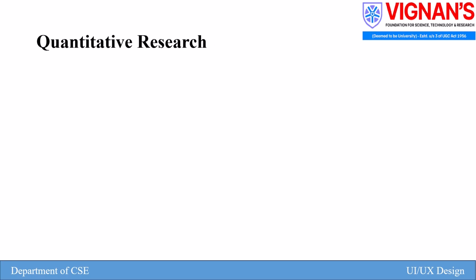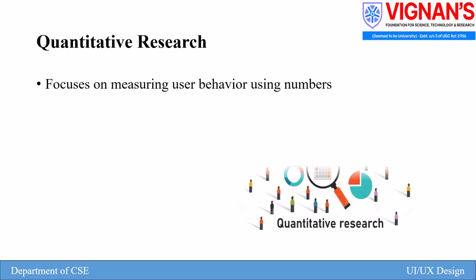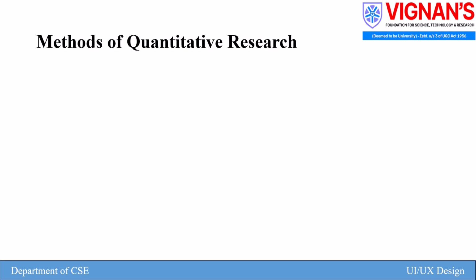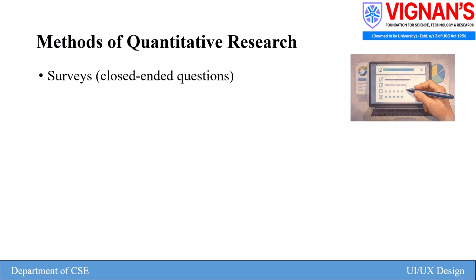Quantitative research. Quantitative research is a method that focuses on measuring user behavior using numbers and statistical data. And it helps to answer questions like what is happening and how much it is happening. By collecting numerical information which is analyzed, compared, and presented in measurable form. Methods of quantitative research. Common techniques used in quantitative research are surveys with closed-ended questions. Structured questions with fixed answer options are given in the survey to collect measurable data from users.